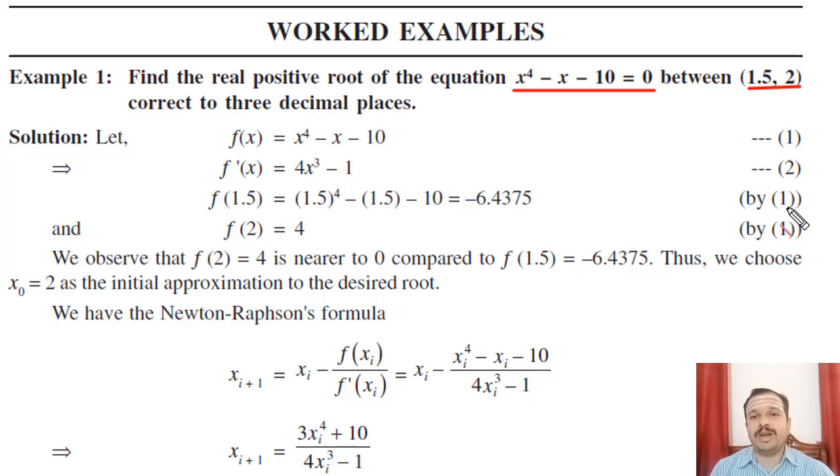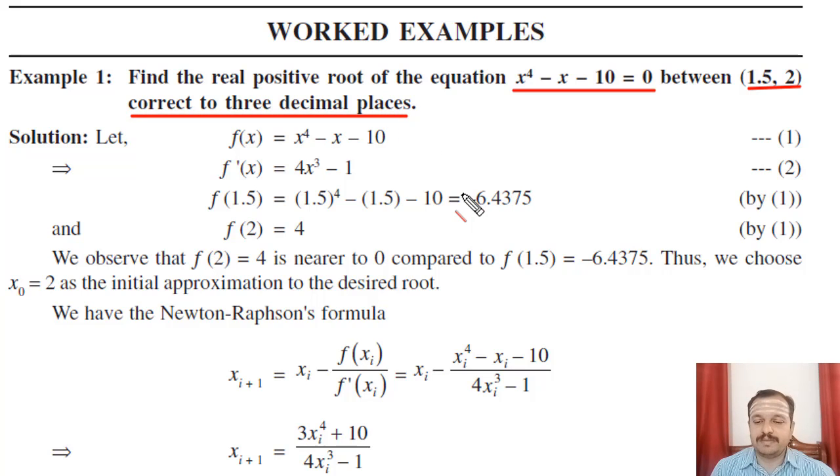We require only one initial approximation, but they have given two values. We have to choose one among these two. Which one we have to choose, that is very important. I will explain you now. And the solution is to be obtained up to 3 decimal places, correct to 3 decimal places, that is the question. Now let us proceed as usual.